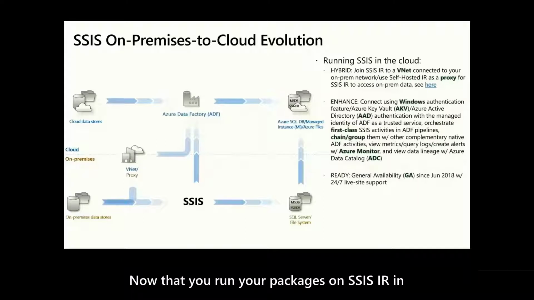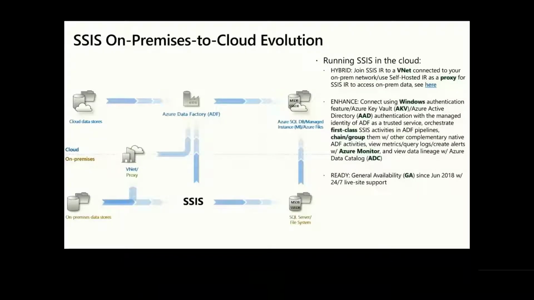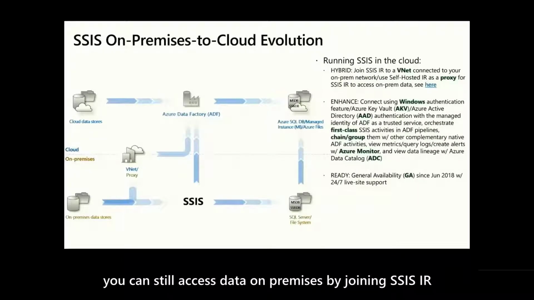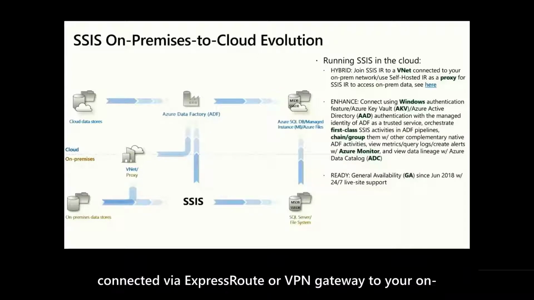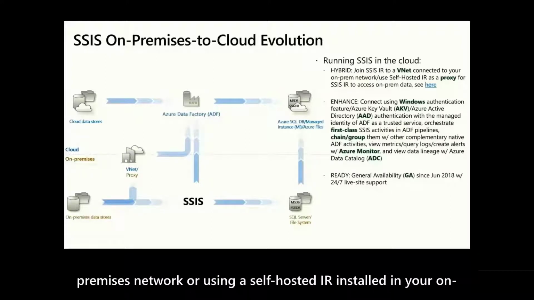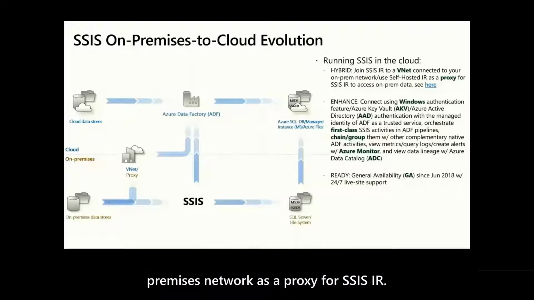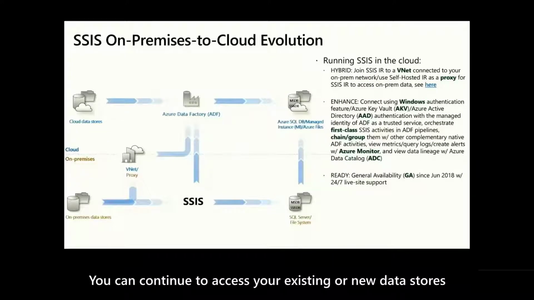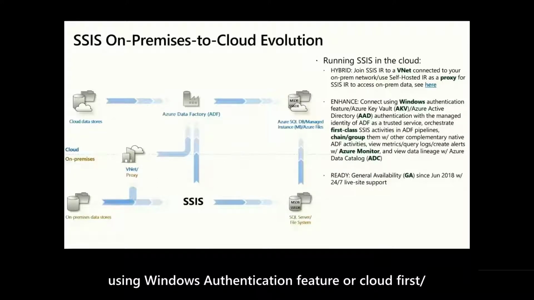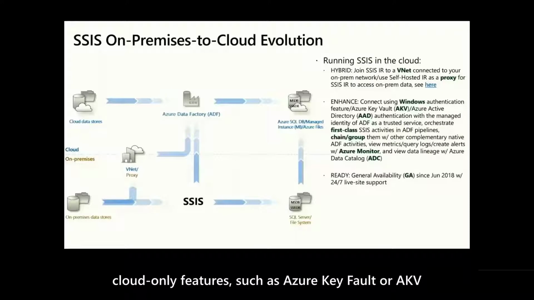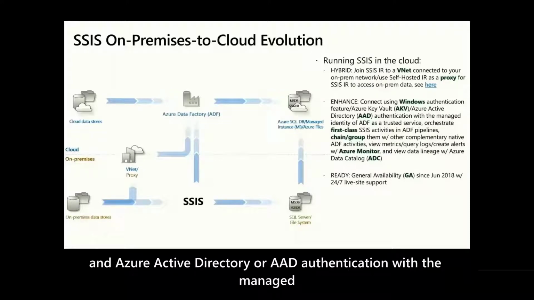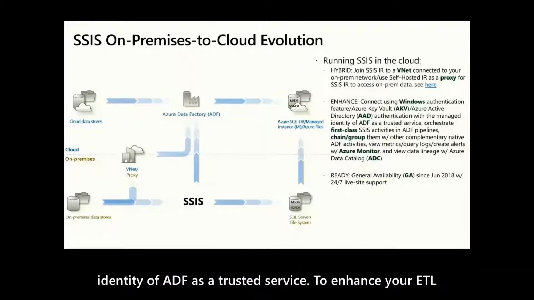Now that you run your packages on SSIS IR in ADF, you can still access data on premises by joining SSIS IR to a VNet connected to ExpressRoute or a VPN gateway to your on-premises network, or using self-hosted IR installed in your on-premises network as a proxy for SSIS IR. You can continue to access your existing or new data stores using Windows Authentication feature or Cloud First Cloud Only features such as Azure Key Vault or AKV and Azure Active Directory or AAD authentication with the managed identity of ADF as a trusted service.